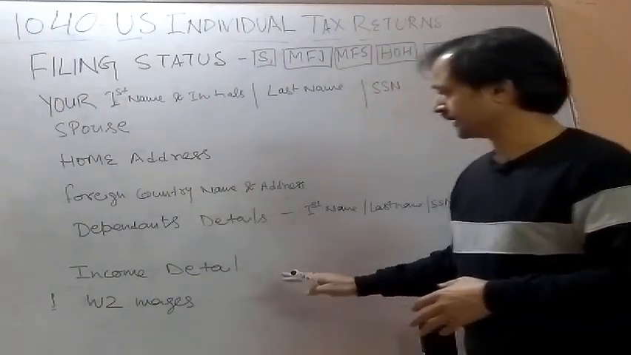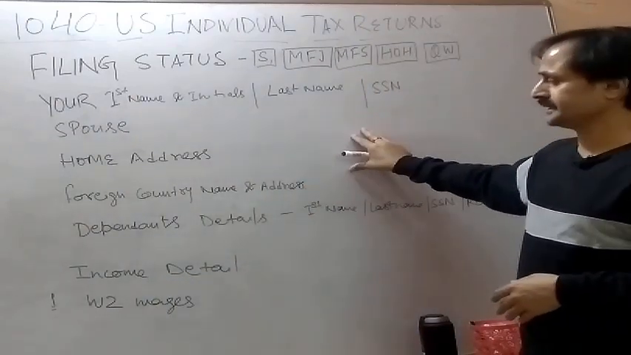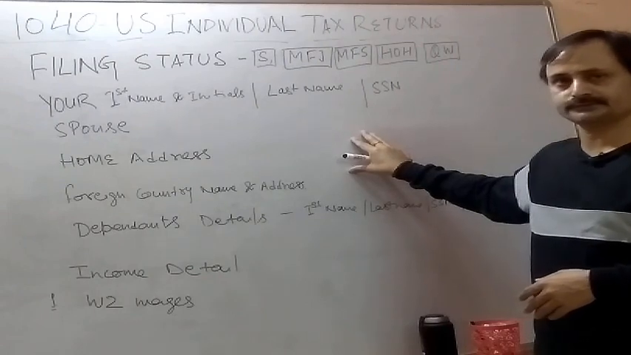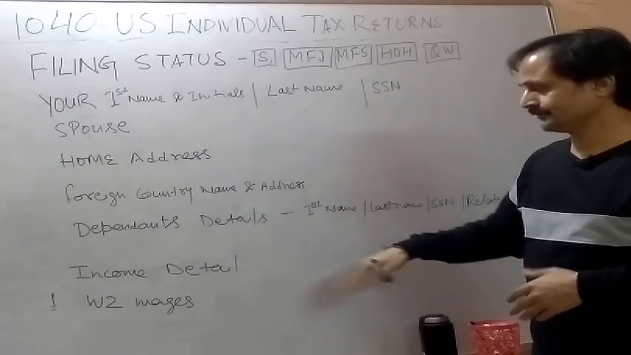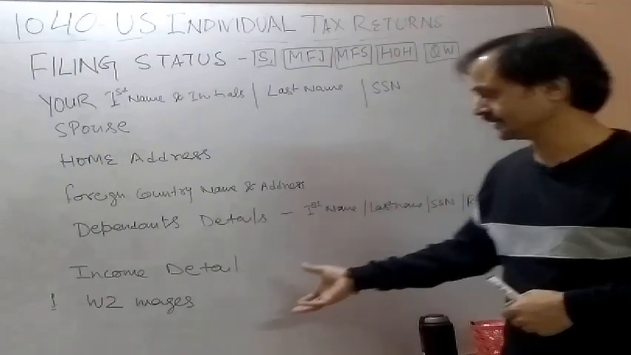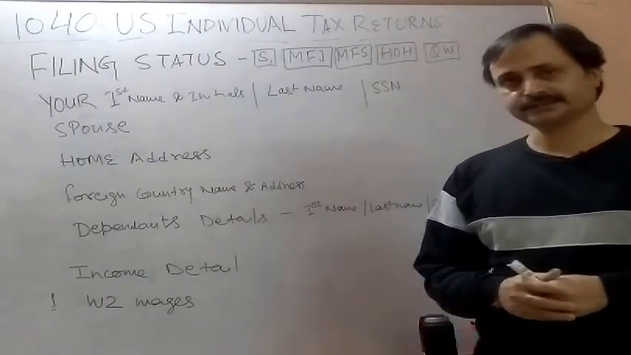Then income detail. That is most of the personal detail, I would say, on the first page of the tax returns. Let's go to the next section, that is the income detail. At the very first line it is given the W2.